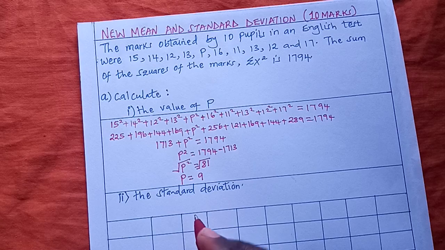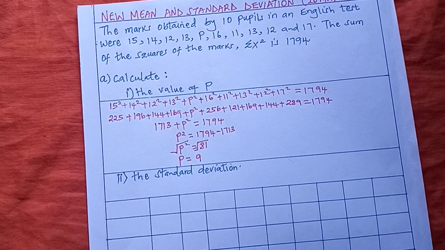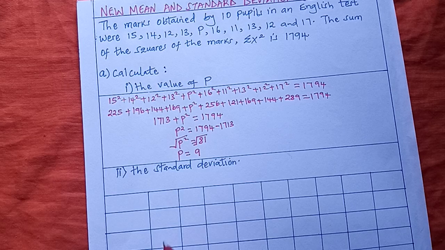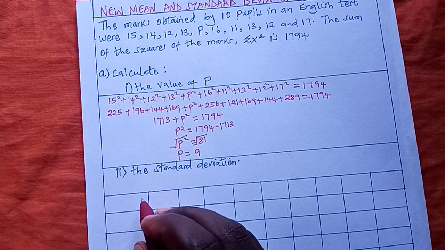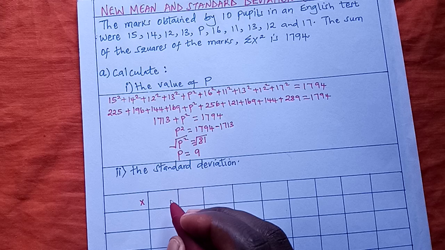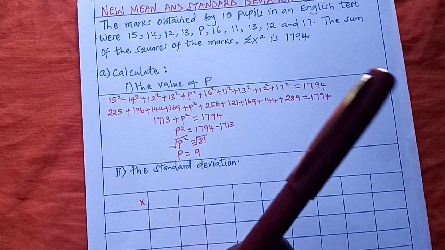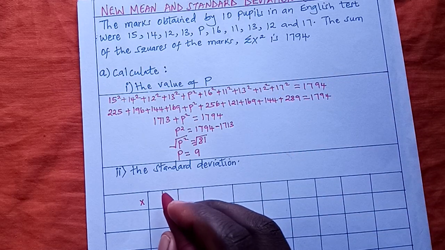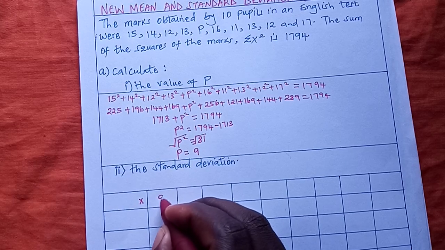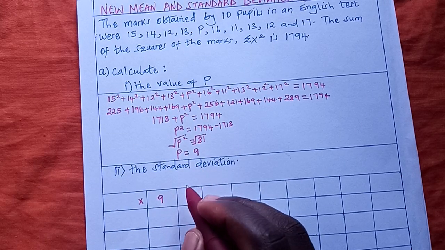Let us proceed to the standard deviation. For us to be able to work out the standard deviation, we will be forced to come up with a table, and the table is going to look like this. We have a section for X. This one is going to stand for the marks that we have, and remember, we start from the lowest mark. The least mark that we have is 9. Our P is 9, so it is the least mark.